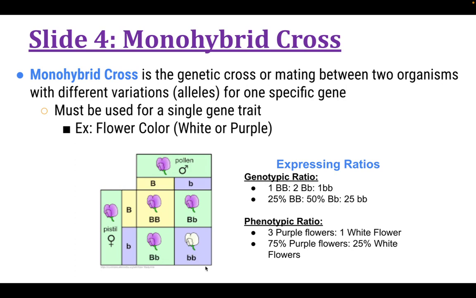So I would express my ratio similar to how you saw earlier, where I list how many boxes would give me each genotype and phenotype in the ratio, along with the percent chance of each genotype and phenotype.